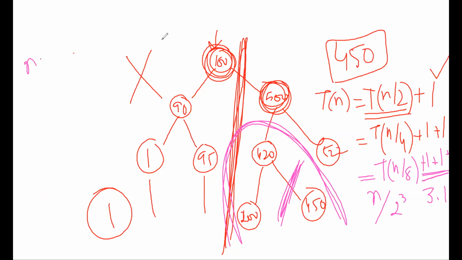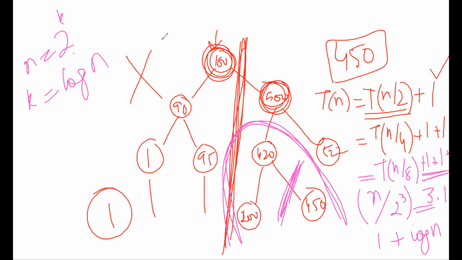If n is equal to 2^k, k is log of n. So this is your k here. So this will be t1 plus log of n. Again, in case of merge sort, we didn't have 1 at every level. We had n at every level. In this case, we have a comparison with the root, so that is one unit of work to be done. So 1 into height of the tree is log n.